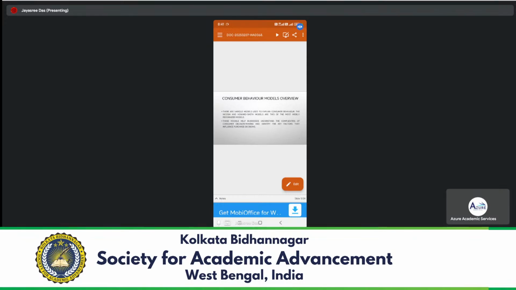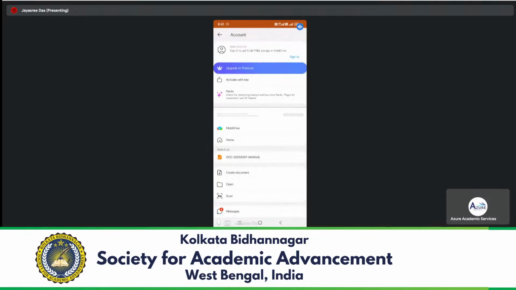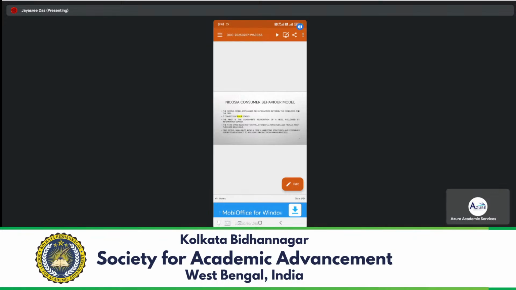Now coming to the models. We have been talking about the two models. In the first case, there were 4 stages. The first stage is need recognition. Then comes the information search stage. Third is evaluation of alternatives. And fourth is post-purchase behavior. What is the key word in this model?